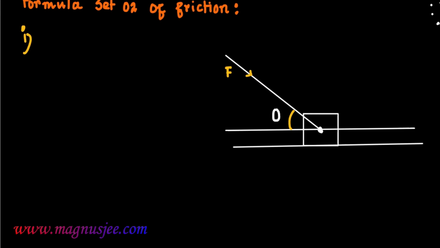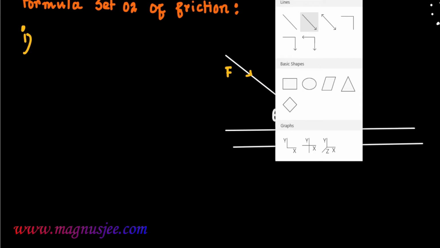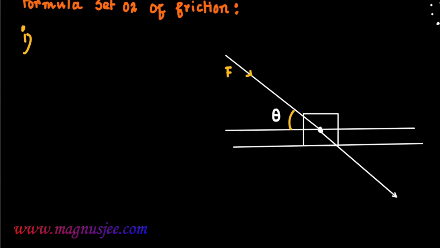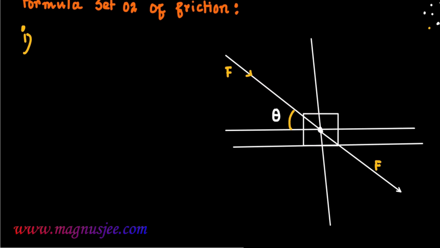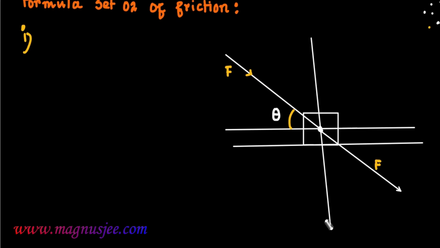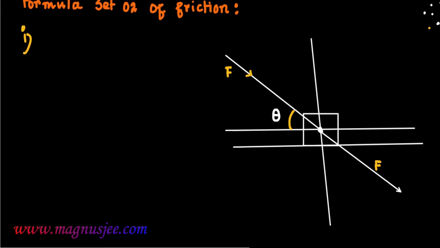This angle is theta. Now we can extend this pushing force F in forward direction in this way. This is the direction in which the pushing force F is extended. We can draw the vertical line. This is a vertical line, and in this direction weight of the body mg acts vertically downwards from its center of gravity.